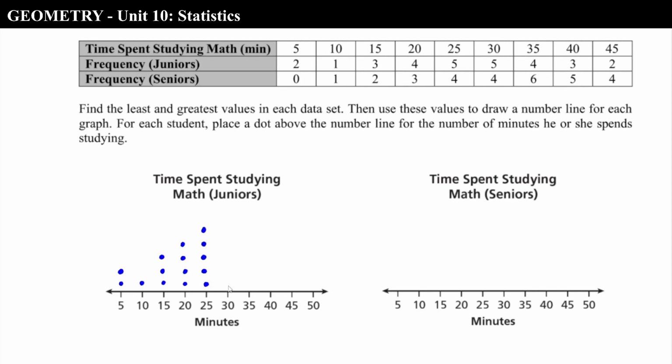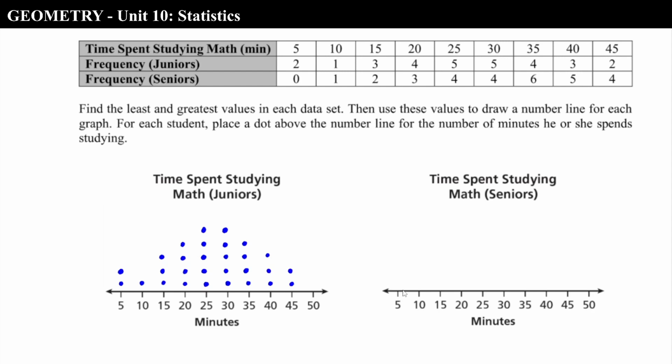We also had 5 at 30 minutes. Then we had 35 minutes, we had 4, so we'll do 4 dots. We also had 3 at 40 minutes, so we do 3 dots, and then 2 at 45 minutes.